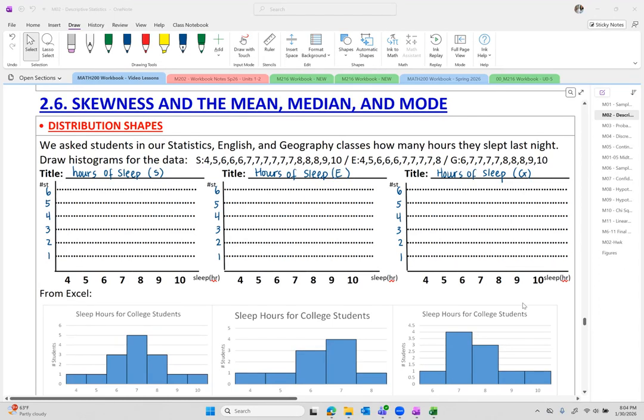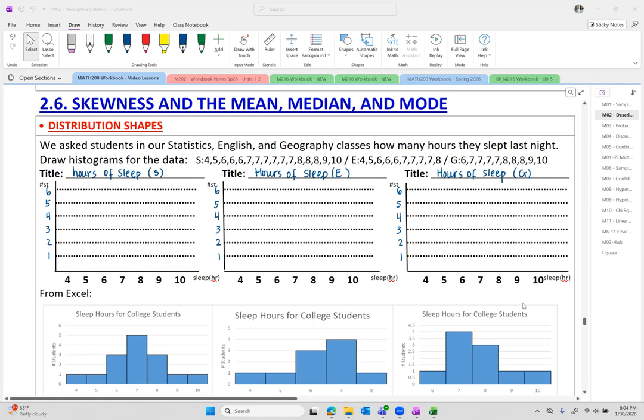In this section, 2.6, we will see how the measures of center, the mean, the median, and the mode, are affected by the shape of a distribution, which can be a symmetrical distribution or a distribution that is skewed right or left.